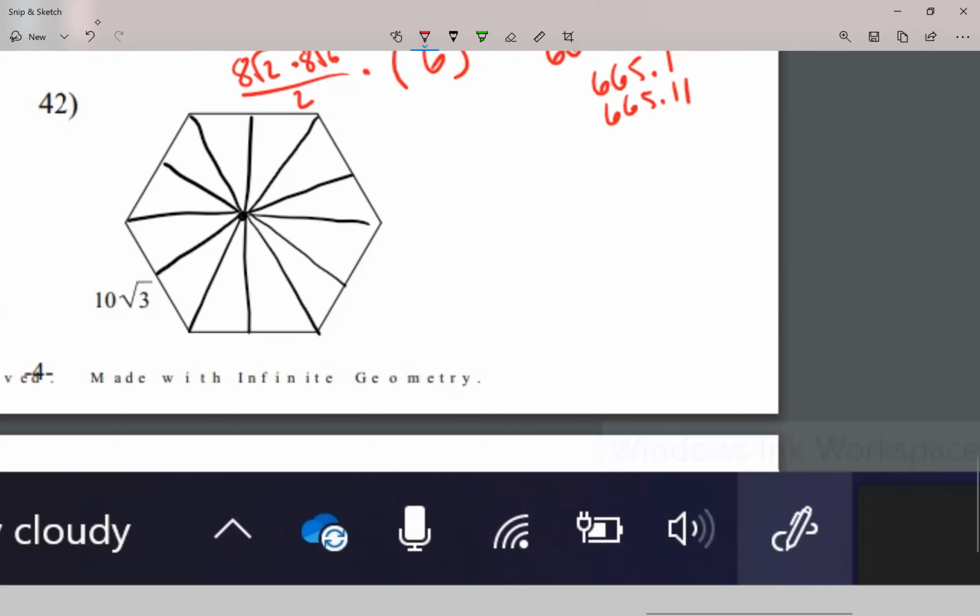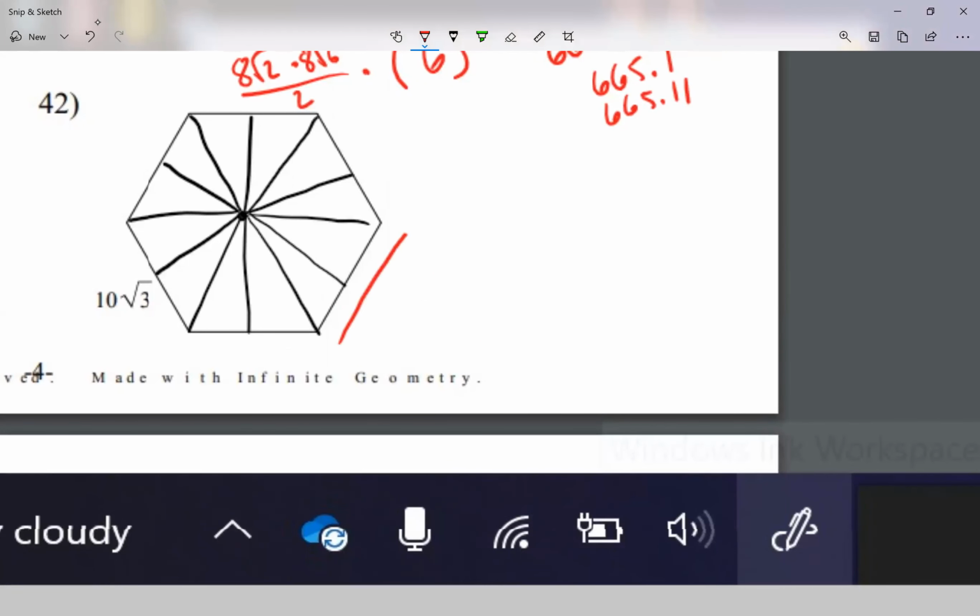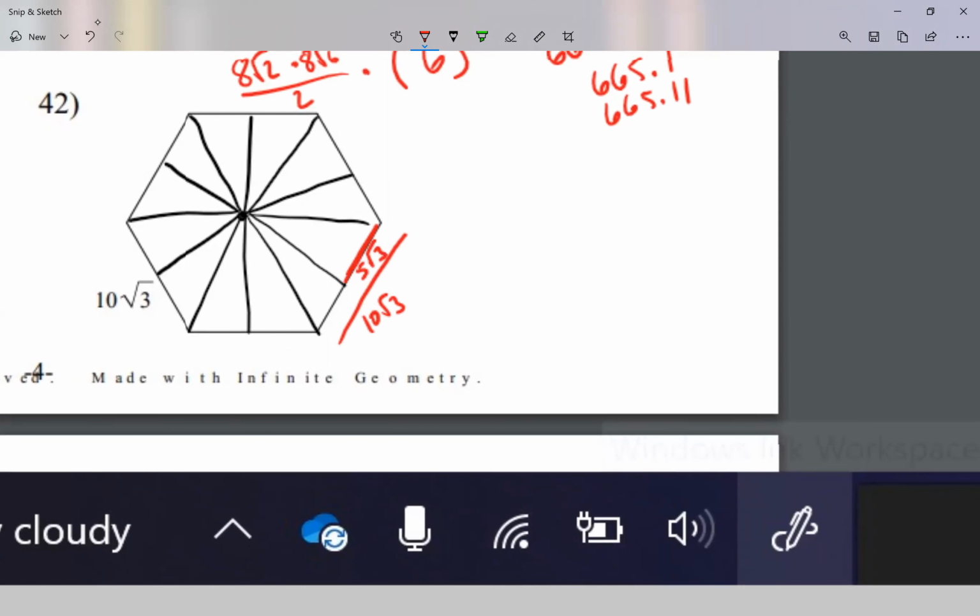We know, I'm going to pick a side. I'm going to pick this side right here. We know the whole thing is 10 radical 3. So half of it will be 5 radical 3. All right, let me erase this. So I just know that's 5 radical 3. I know this right here is 30 degrees.